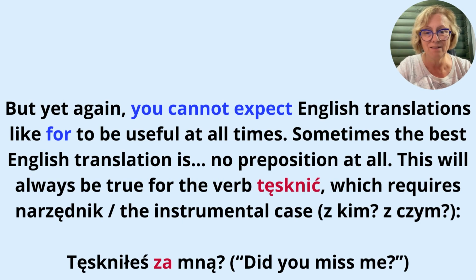But yet again, you cannot expect English translations like for to be useful at all times. Sometimes the best English translation is no preposition at all. This will always be true for the verb tęsknić, which requires narzędnik, the instrumental case, z kim, z czym. Tęskniłeś za mną? Did you miss me?